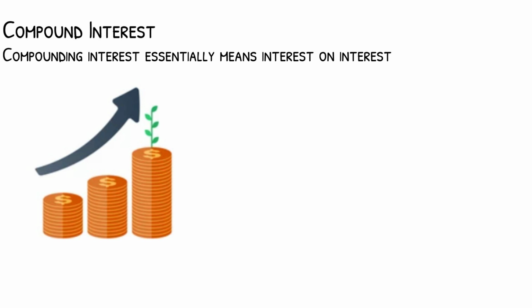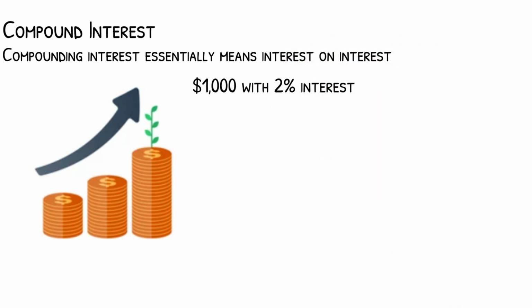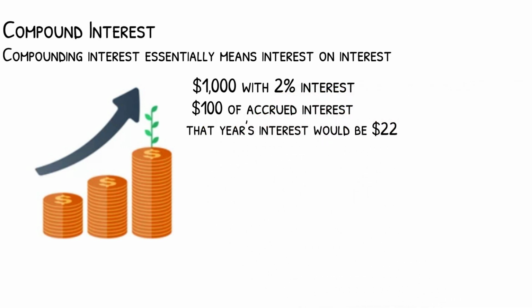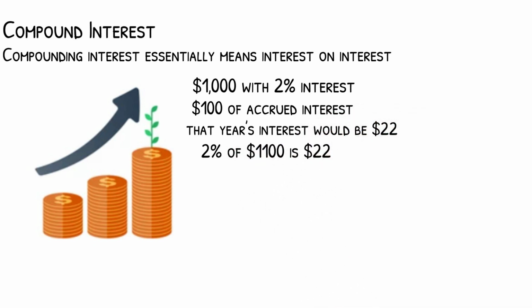For example, if a person borrowed $1,000 with 2% interest, and has $100 of accrued interest, then that year's interest would be $22. It is because the interest is paid on the principal, $1,000, and the accrued interest, $100, for a total of $1,100. 2% of $1,100 is $22.